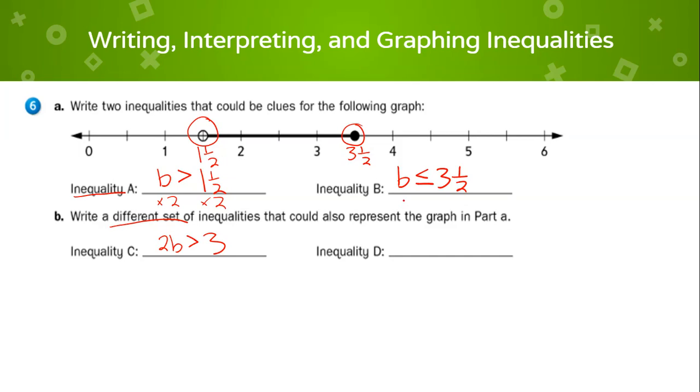It doesn't have to be multiplying by 2. It could be, I'm going to add 5 this time. And remember, we can only combine like terms. This is a variable and a constant. So it would be B plus 5 is less than or equal to 8.5. There are a lot of different possibilities here, but as long as you do the same thing to both sides of the inequality, you will come up with an equivalent inequality.